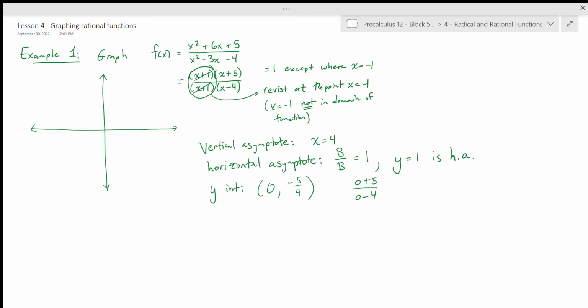For our x-intercept, we see that in the numerator, the only thing that's going to make the numerator 0 is x plus 5 equals 0. So we're going to have an x-intercept at negative 5, comma 0.